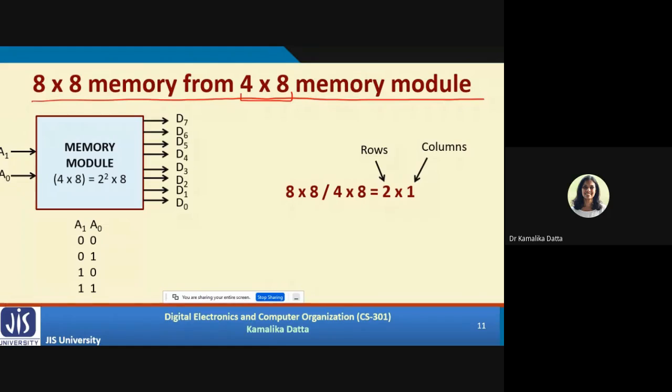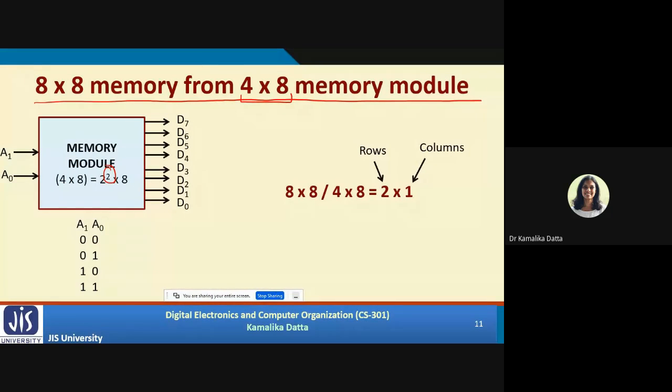But your total memory size you need is 8x8. How will you make it? So let us see this. For a 4x8 memory module, this is the schematic. This is 4x8, that means 2 to the power 2 by 8. So how many bits in the address will be required? 2 bits. So the first address will be 00, the next address is 01, the third address is 10 and next is 11. Each one of these is having 8-bit data. Agreed?